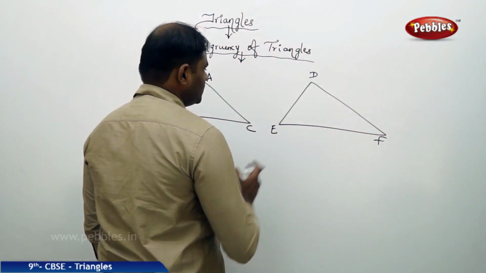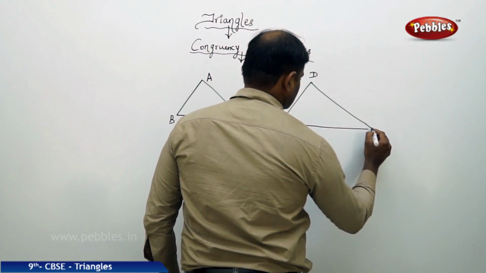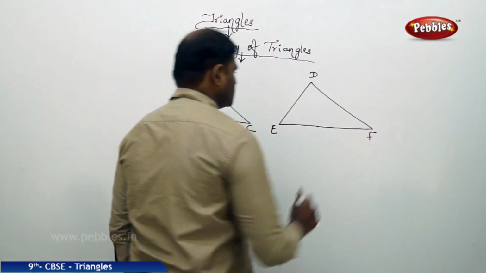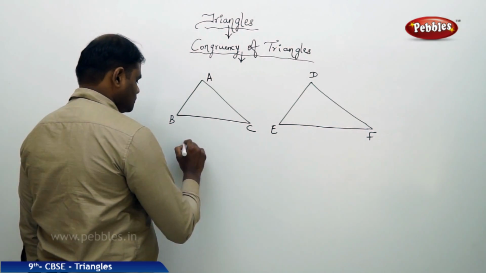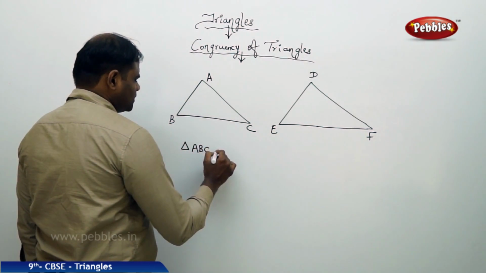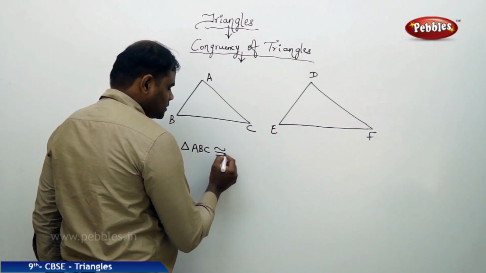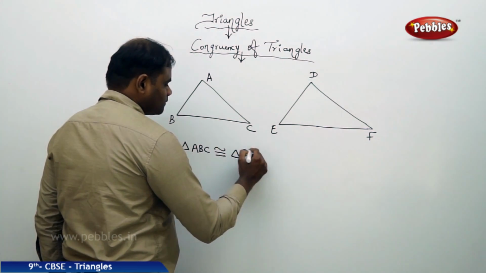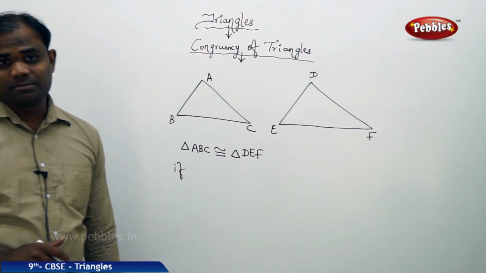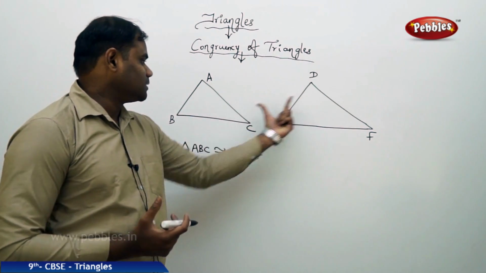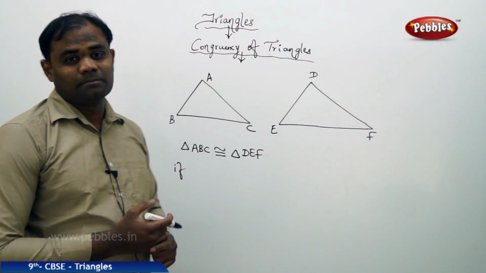Now, triangle ABC and DEF are the two triangles I have considered. Triangle ABC is said to be congruent. The symbol I use for congruent is this. Triangle ABC is congruent to triangle DEF if they are equal in all respects, in the sense that they are equal in sides, equal in angles, or equal in area.